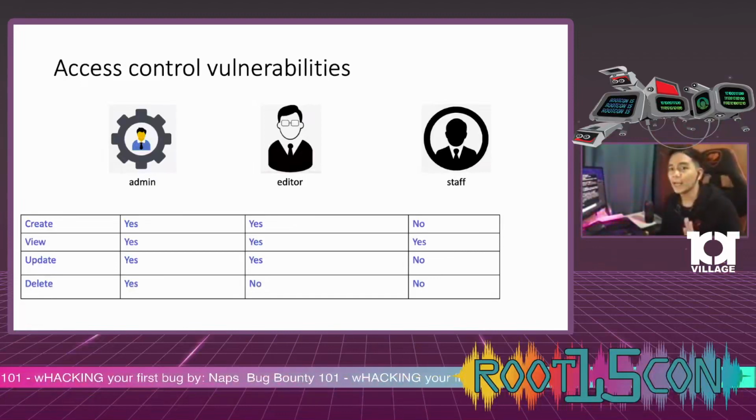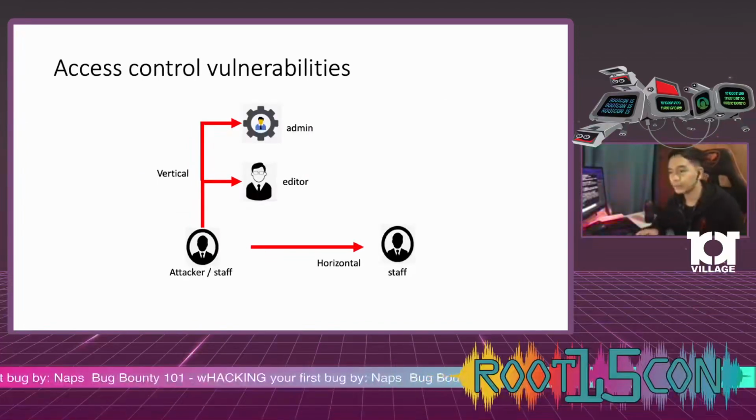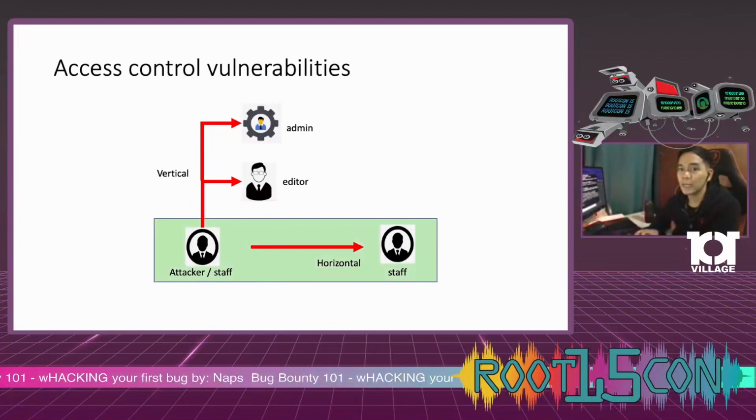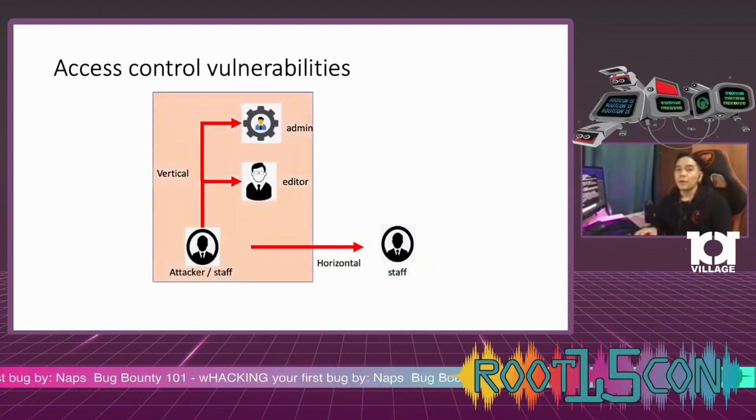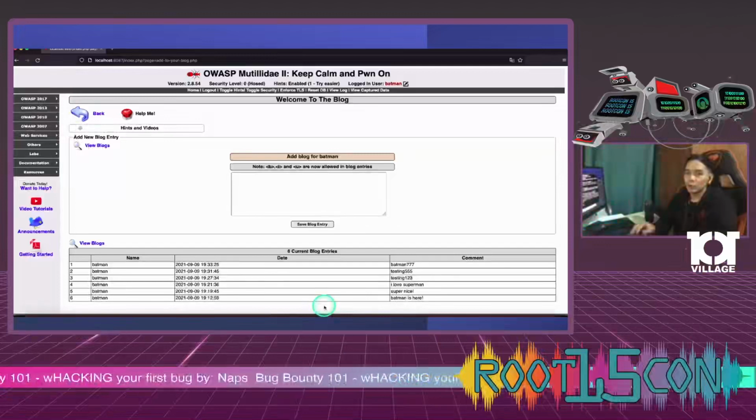For the admin role, he can do everything. But the editor role can't delete. And the staff role can only use the view function, okay? For access control vulnerabilities, horizontal IDOR or horizontal privilege escalation is when a user gains access to another user who has the same access level as the attacker. Vertical privilege escalation is when a user gains access to the rights of a user with higher privileges. Now, I will give you an example for the horizontal IDOR.